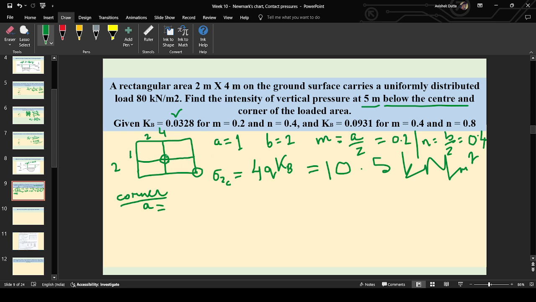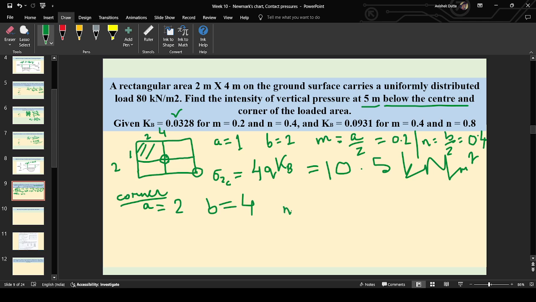If it was this small rectangle, the value of A is 1 and B is 2, the dimension of this small rectangle for the corner loading, right? Now it is the entire rectangle, so for the corner loading the value of A will be 2 and B will be 4. 2 and 4, yes. That is the thing.